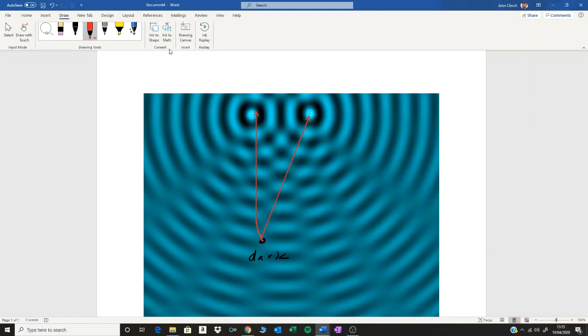What's obvious now is that the waves coming down here have travelled further than the waves travelling along here. How much further have they travelled? Well, it's forming a dark spot. It's the first dark spot off centre. And therefore, we must have destructive interference.